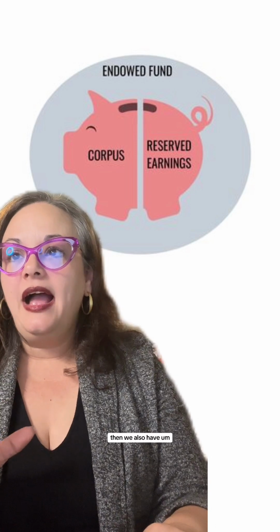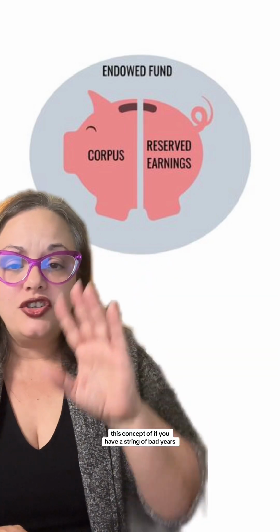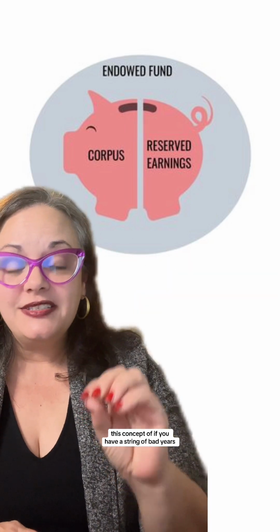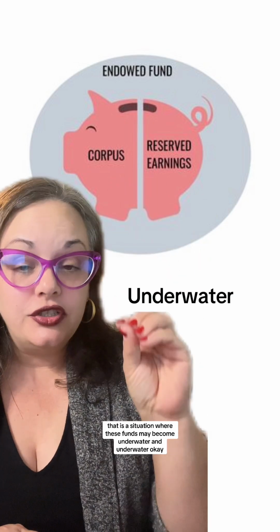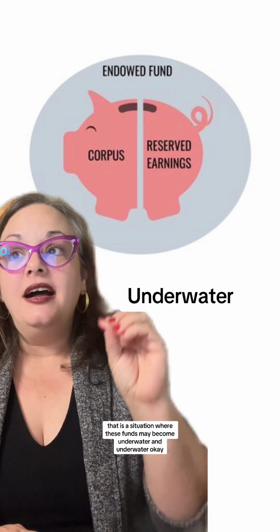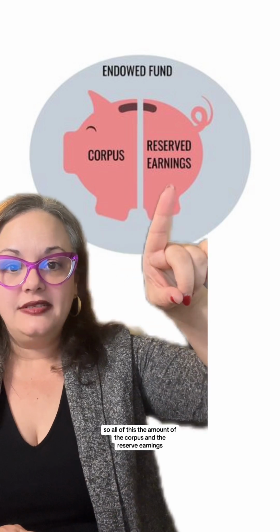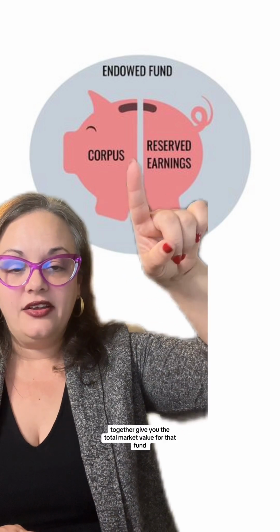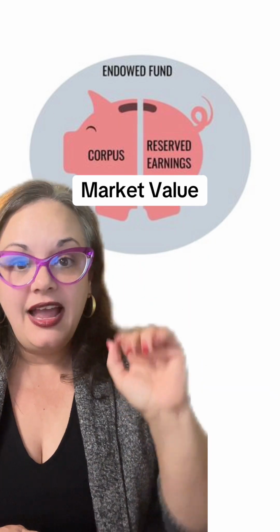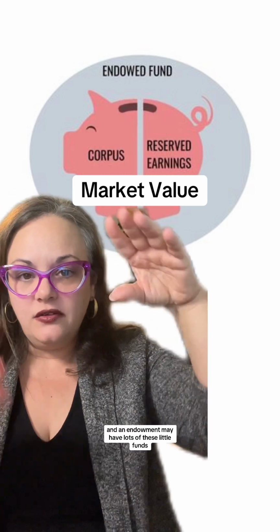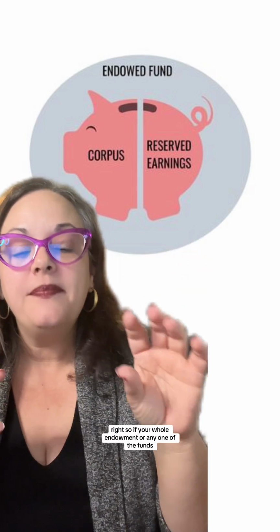Then we also have this concept of, if you have a string of bad years, that is a situation where these funds may become underwater. And underwater, okay, so all of this, the amount of the corpus and the reserve earnings together give you the total market value for that fund. And an endowment may have lots of these little funds. So you could think of it as like a big piggy bank full of little piggies, right?